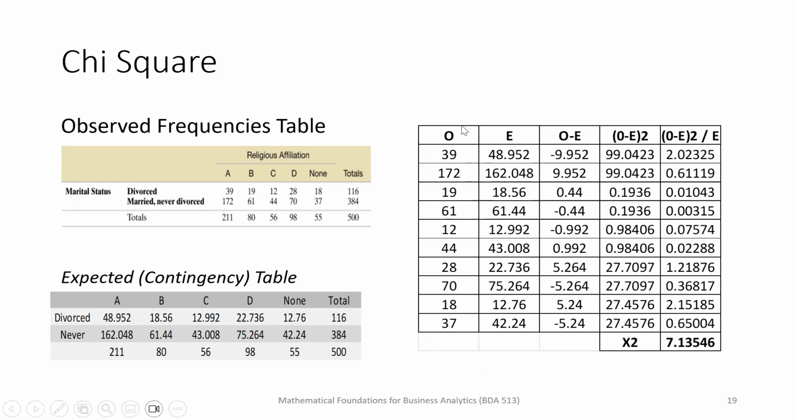So we have for category A, 38, 172, and it follows up to category D. So we have all the religious affiliations here, and then we have our expected here, and then the differences. We square the difference and then divide the squared difference by the expected. That gives us a chi-square of 7.13.